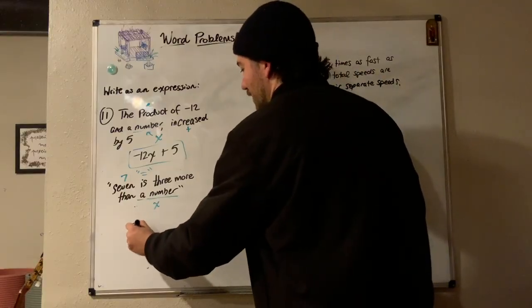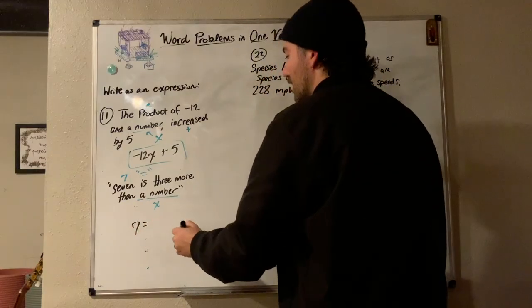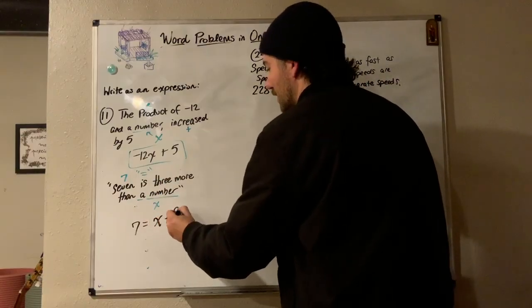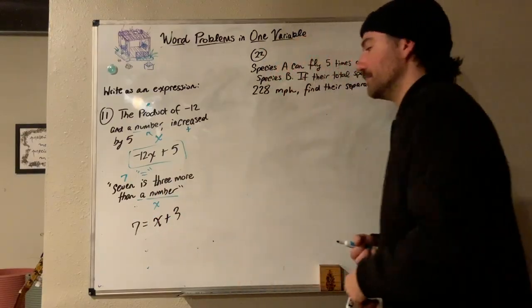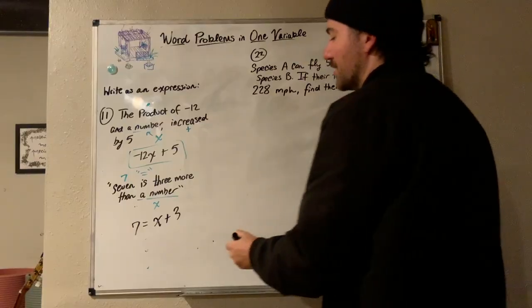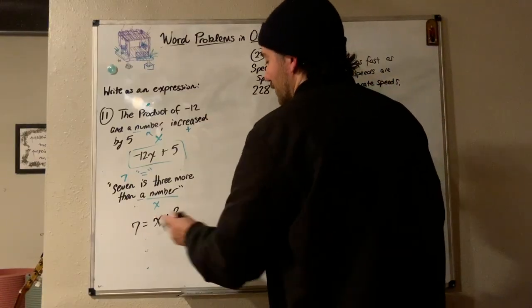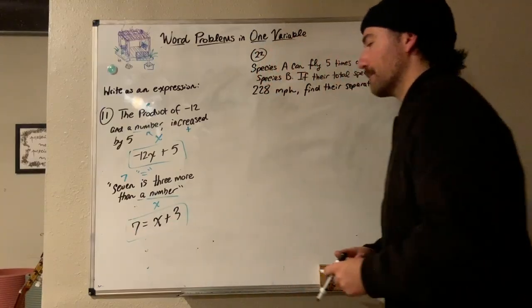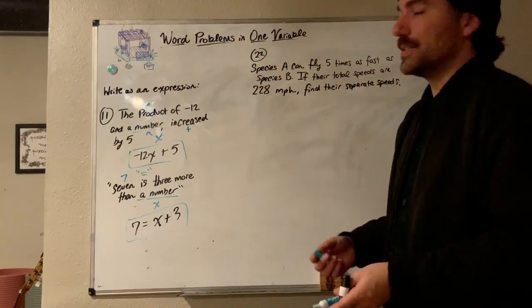So we can say 7 is 3 more than a number. It feels kind of backwards. We can say x plus 3, 3 more than some number. 3 plus x would have worked out, but I feel a little more comfortable writing it in this way. Okay, just some practice in this translation.